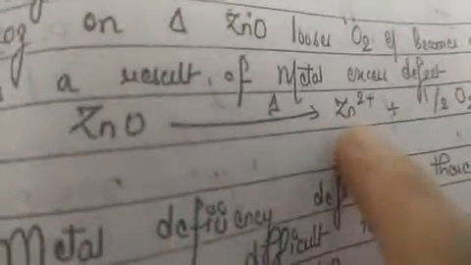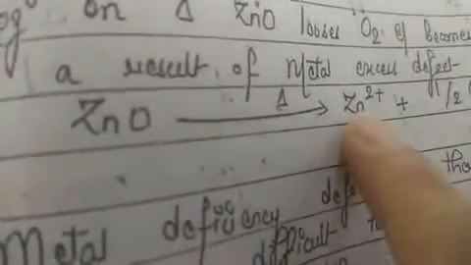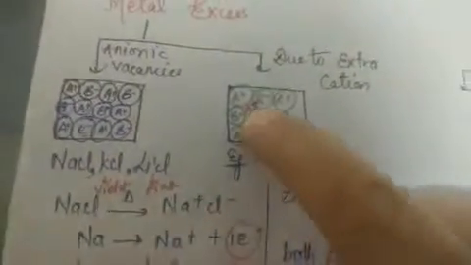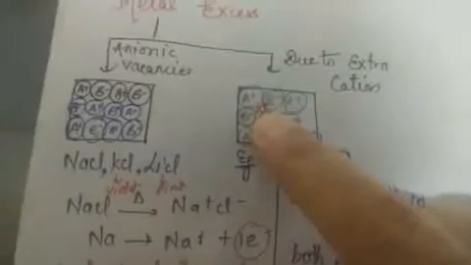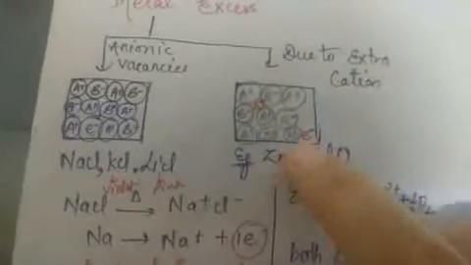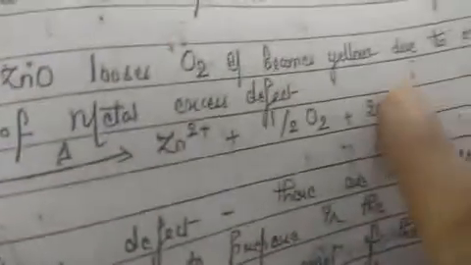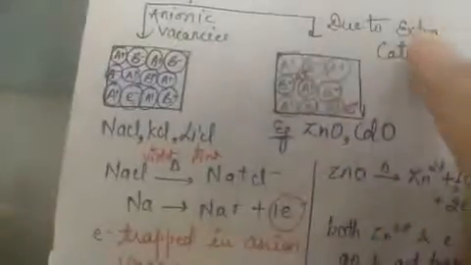What happens? On heating ZnO, this zinc converts into Zn2+ cation. This cation goes and gets trapped in the interstitial site, and the two electrons which were generated in the reaction also go and get trapped here. So this is actually due to extra cation. The defect is created. So this is a non-stoichiometric metal excess defect due to extra cation.